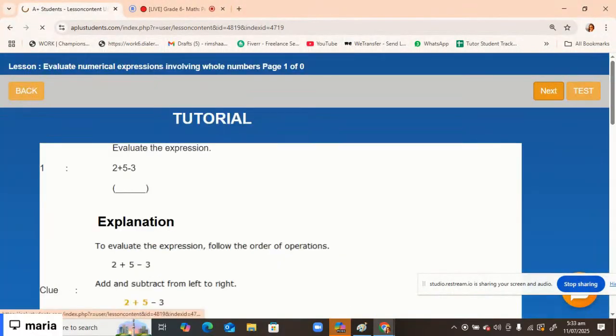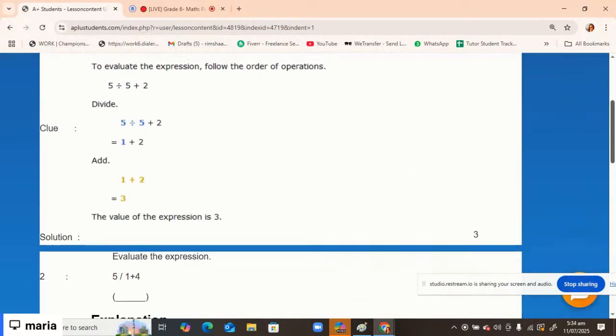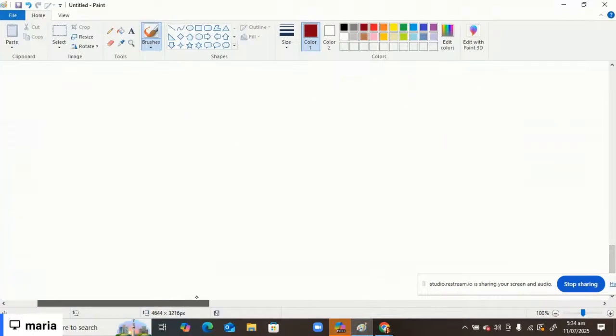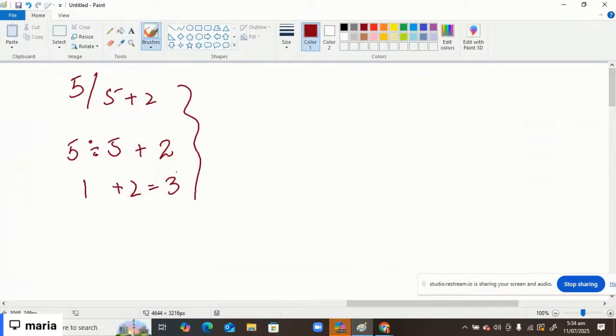Let's do the other questions. 5 divided by 5 plus 2. Let's do it. We put it this way, 5 divided by 5 plus 2. So 5 divided by 5 is 1, plus 2 is 3. This is the case that we have done.